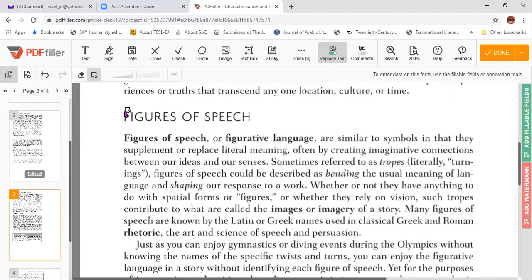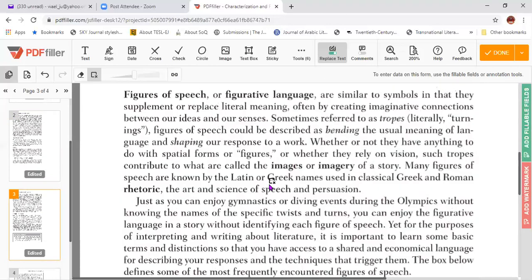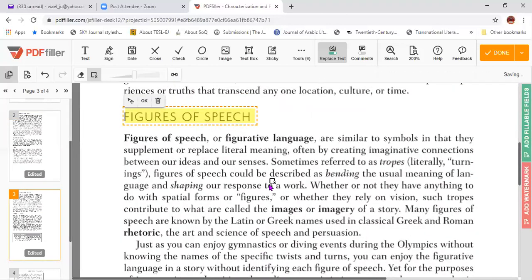Now here we are going to talk about the figures of speech. Okay. Now, what do we mean by figures of speech or the figurative language? This is very important, by the way, and you have to know what we mean by figures of speech. Figures of speech or figurative language are similar to symbols in that they supplement or replace literal meaning, often by creating imaginative connection between our ideas and our senses.